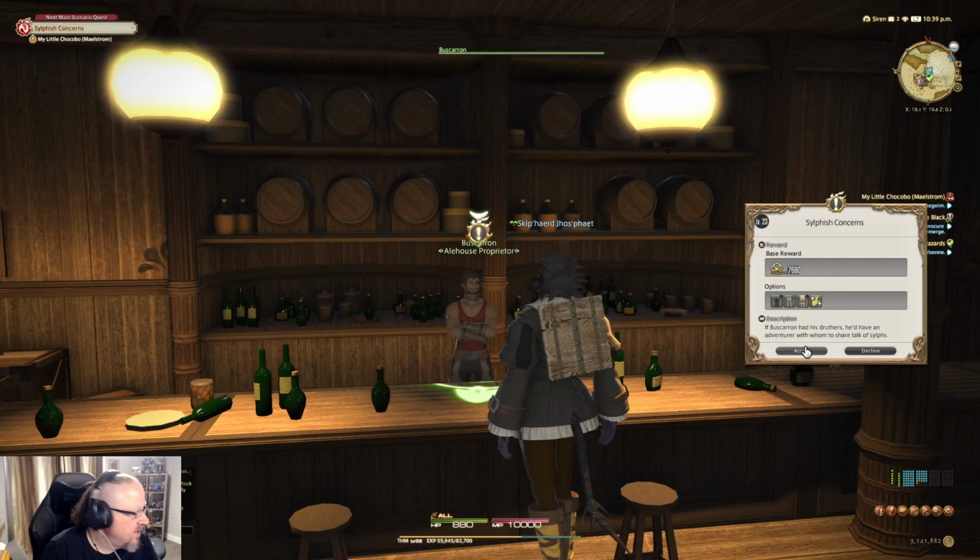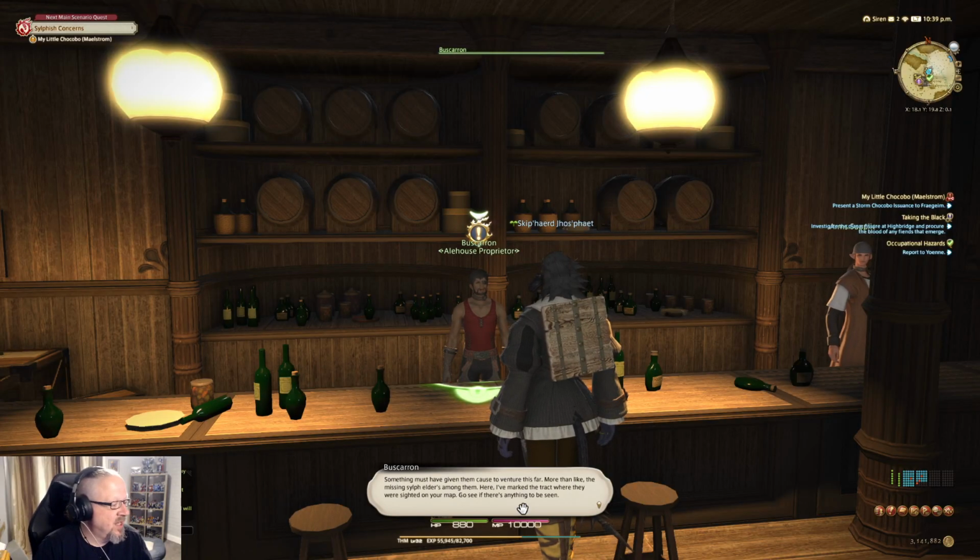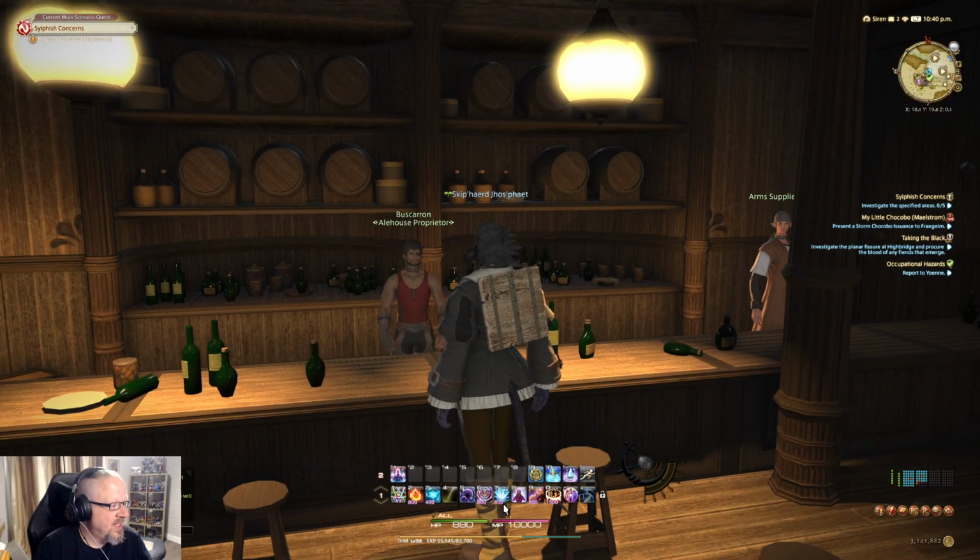Buscaron had his druthers. He'd have an adventure with whom to share talk of sylphs. There was word while you were away. Sylphs were seen in the wood, but near no lands of their own. No, this was a place near to here. A place we've never known a sylph to come. Something must have given them cause to venture this far. More than like the missing sylph elders among them. Here, I've marked the tract where they were sighted on your map. Go see if there's anything to be seen.